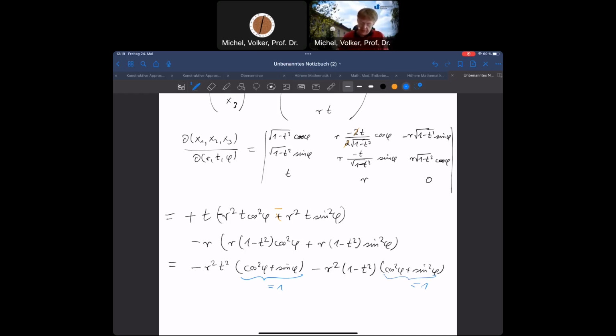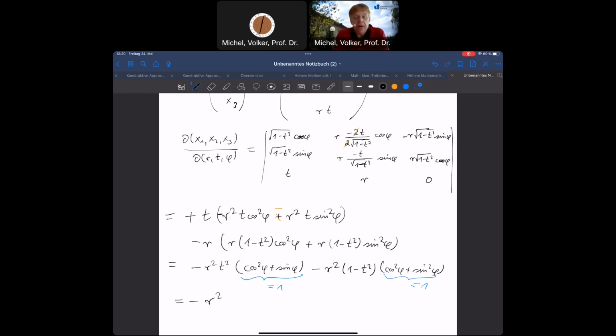So if you collect that now together, you have a minus r squared t square, and here you get a plus r squared t square, so that cancels out. So what is only left is a minus r square, and I lost something? No, sorry, yeah, okay, no, I lost nothing. Sorry, it's fine. You get a minus r square.